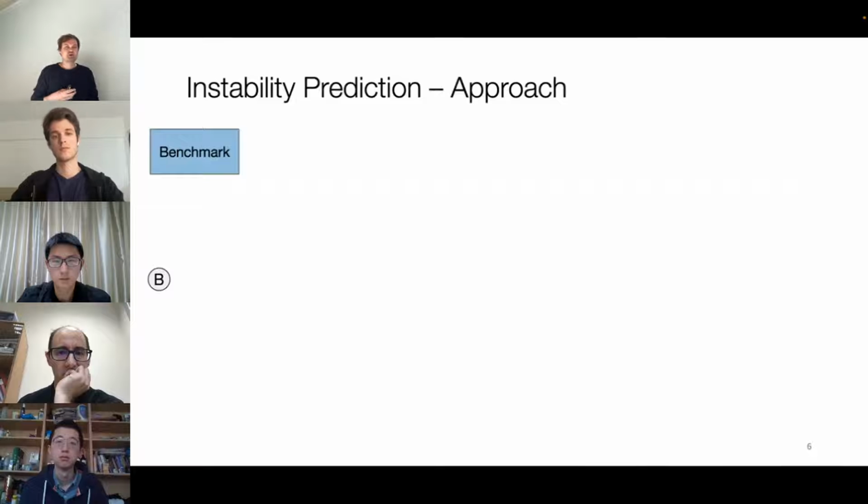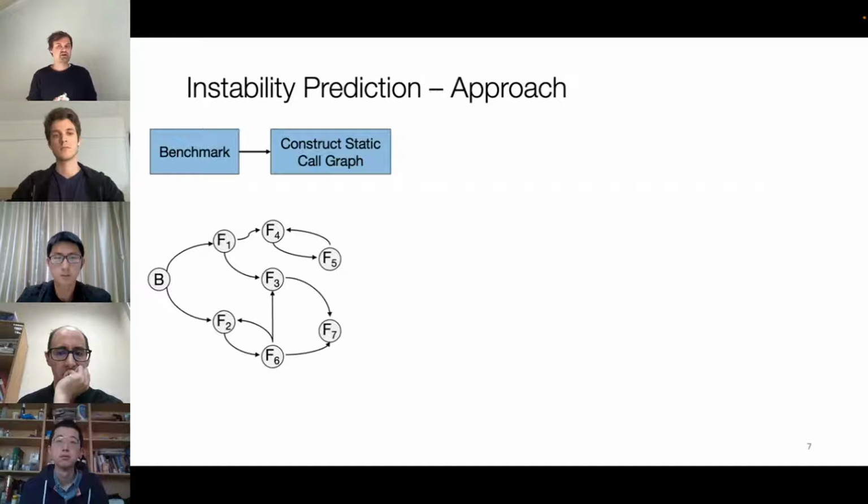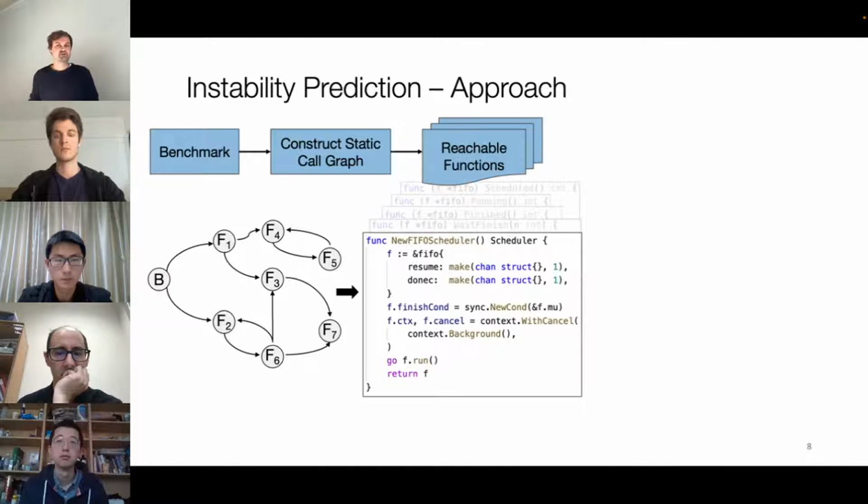For this, we propose our instability prediction approach. And here, imagine we have a benchmark, we construct a static call graph from this benchmark, which gives us the set of reachable functions.